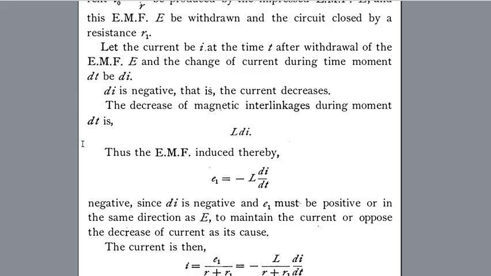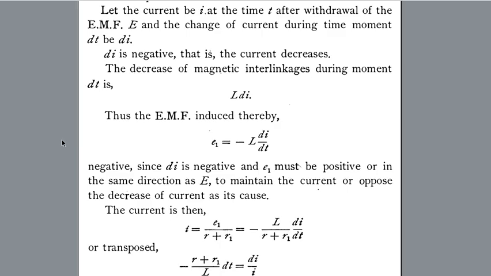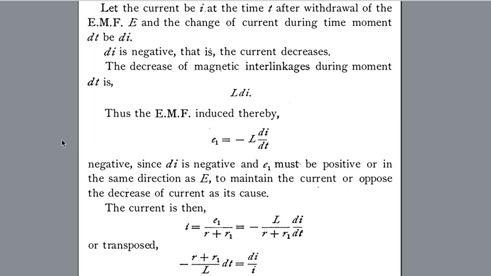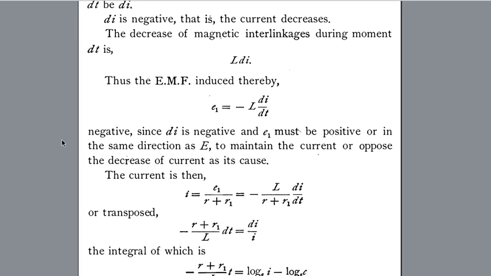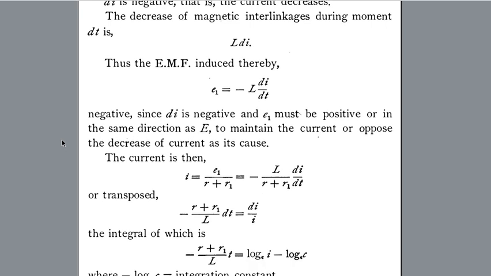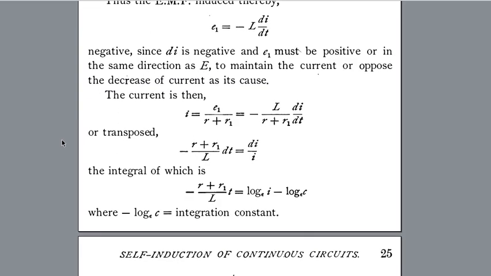Since di is negative, as the current decreases, the decrease of magnetic interlinkages during the moment dt is L times di. The electromotive force induced thereby is EI equals negative L times di divided by dt, negative because di is negative, and EI must be positive or in the same direction as E to maintain the current or oppose its decrease as the cause. The current is then EI equals (R plus R1) times I, or negative L times di divided by dt equals (R plus R1) times I.